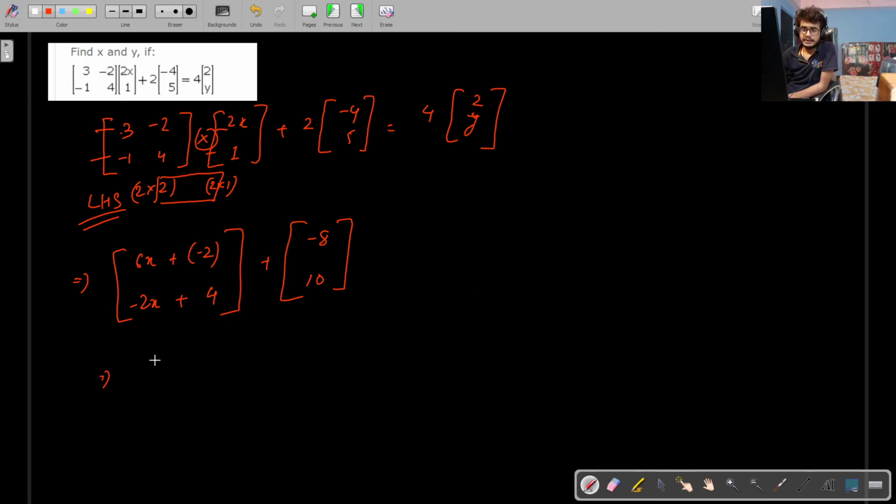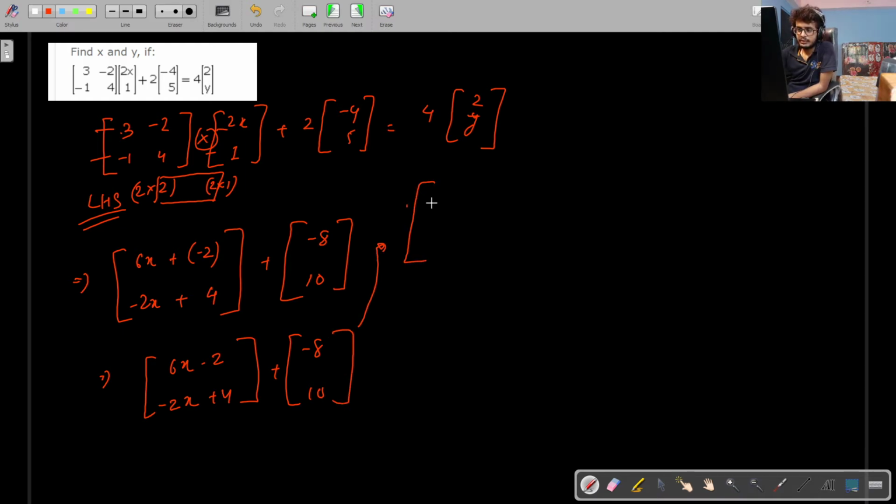Now let's simplify this. We get 6x minus 2, plus into minus is minus, then we have minus 2x plus 4 plus minus 8 and 10. So what we do is 6x minus 2 minus 8, plus into minus is minus, so I'm adding it directly. Minus 2x plus 4 plus 10. Now this is everything from the left hand side.